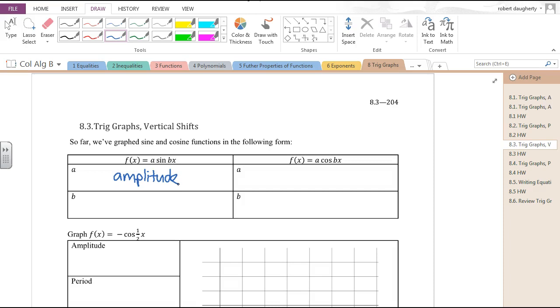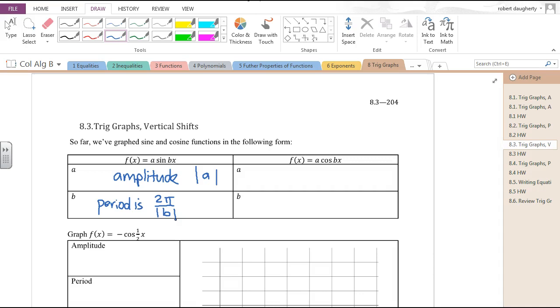The period. Okay, so we know that the period is 2 pi over B. So technically the amplitude is the absolute value of A, and this is absolute value of B. They're all positive. Okay, and so this is the same for sine and cosine.